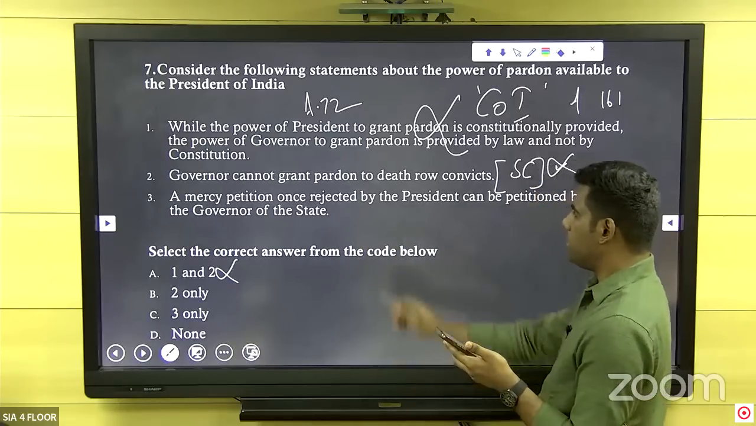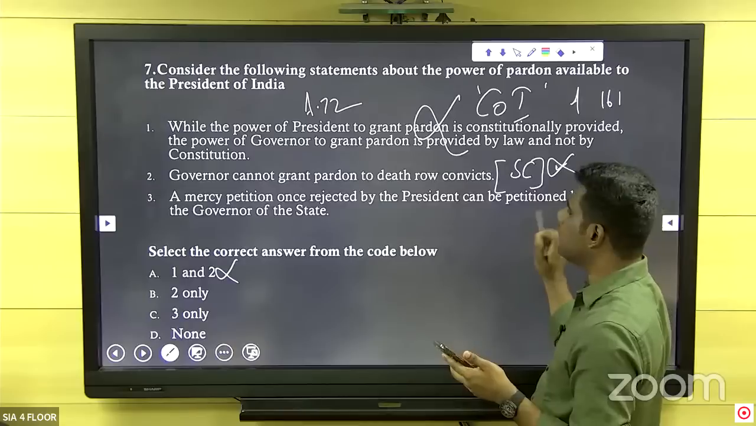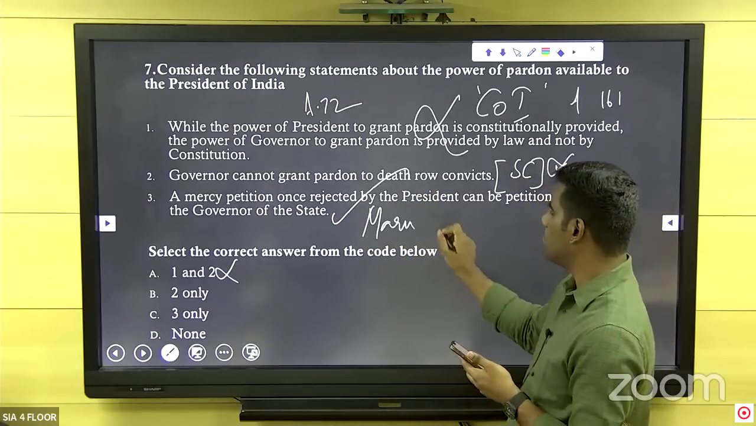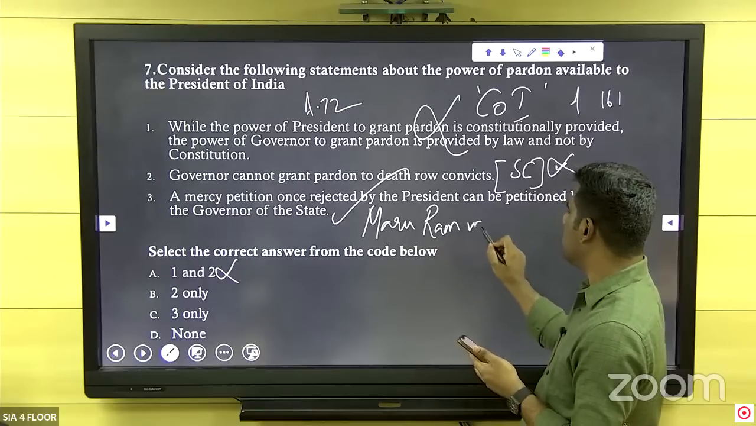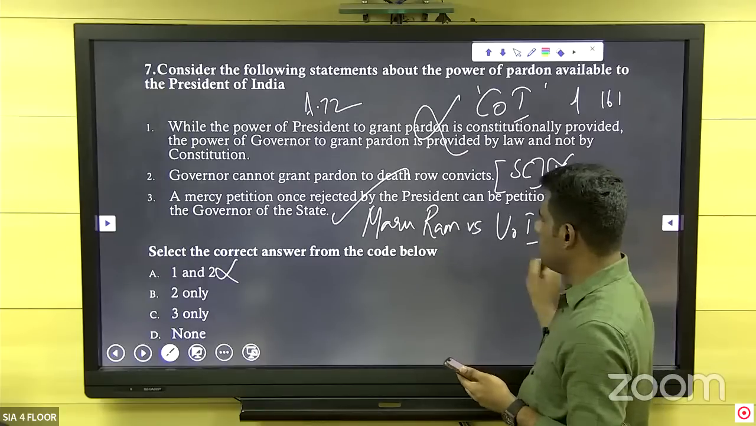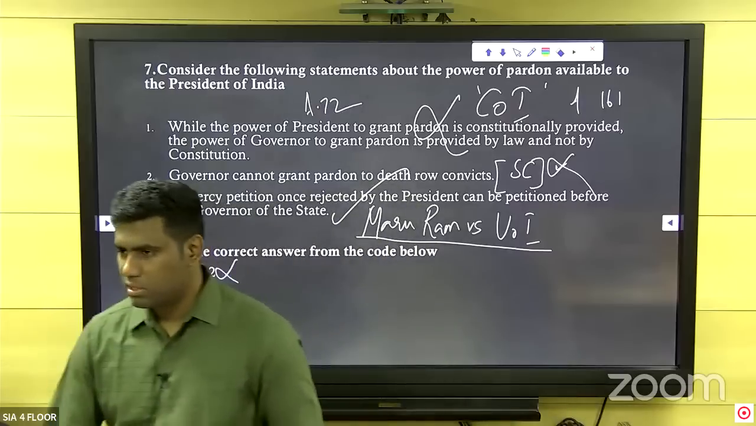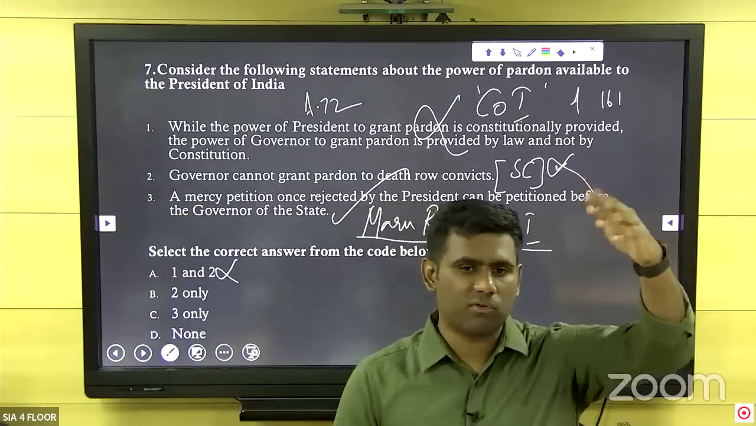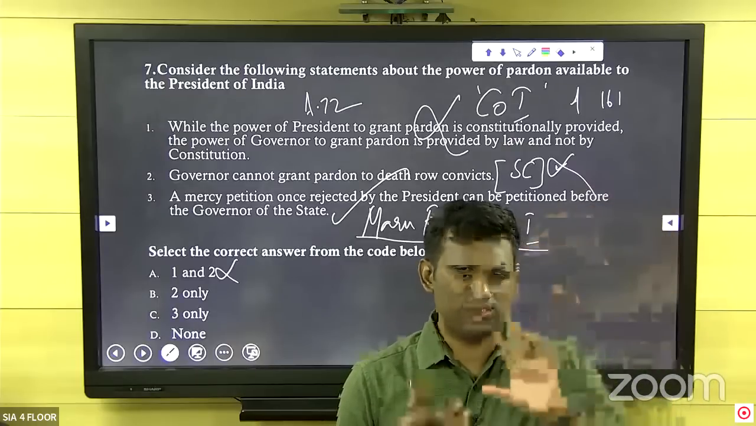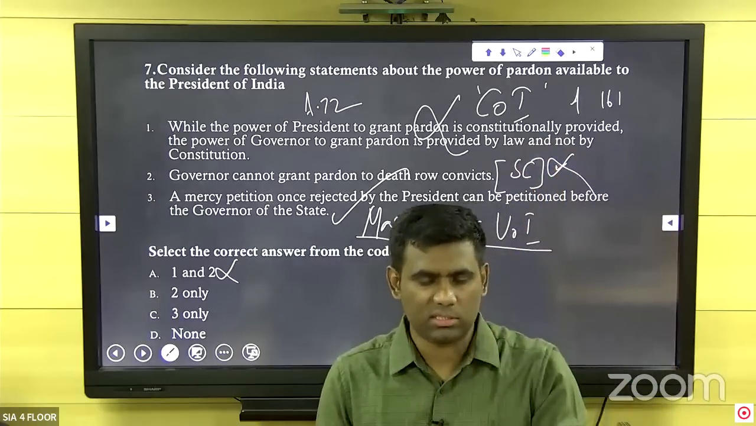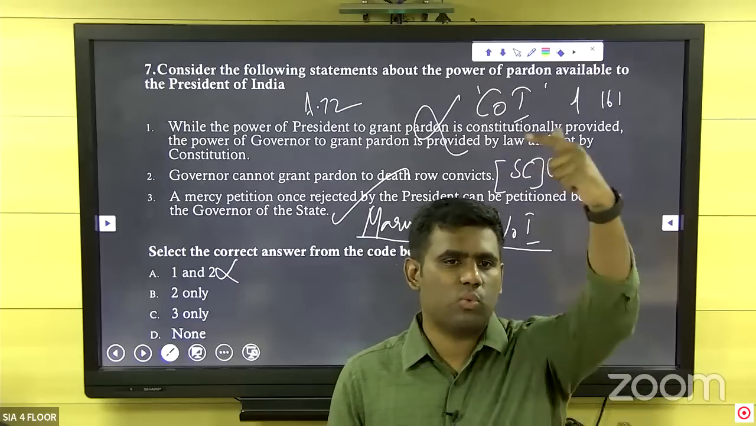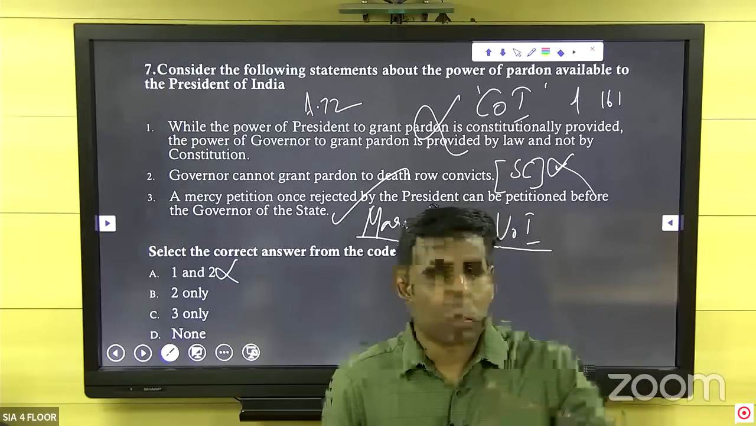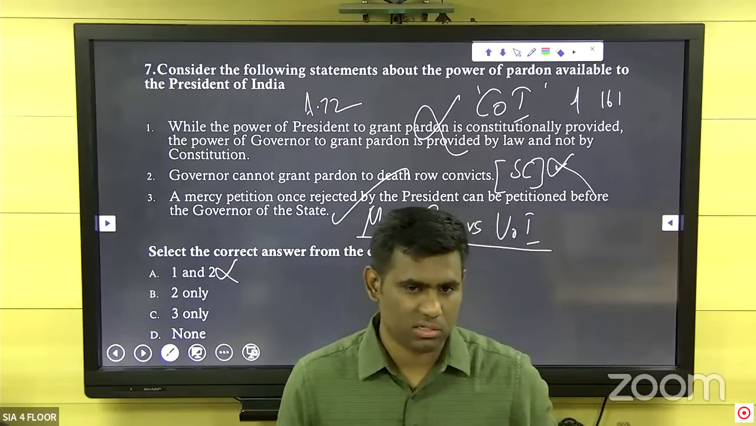Third, a mercy petition once rejected by the president can be petitioned before the governor of the state. Yes, that is correct. This is the outcome of Maru Ram versus Union of India. In this case, the Supreme Court has clearly given a judgment saying that just because one head of the executive, see, there are two different governments. One is the center, the other one is the state, right? Just because one authority has rejected doesn't mean that the other authority should not be petitioned with a mercy petition.